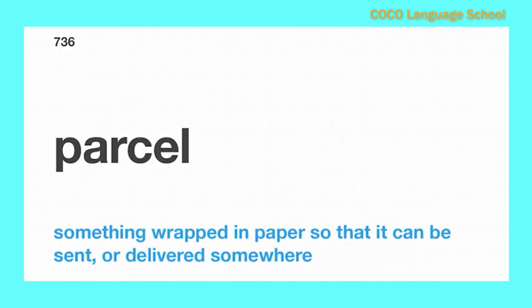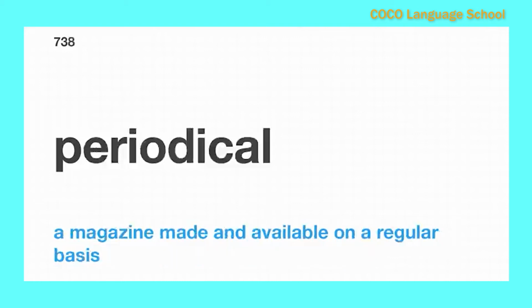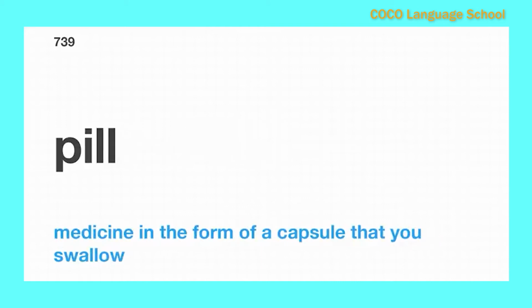Something wrapped in paper so that it can be sent, or delivered somewhere. Parcel. Shaped and dried dough, made from flour and water, often used in Italian cooking. Pasta. A magazine made and available on a regular basis. Periodical. Medicine in the form of a capsule that you swallow. Pill.